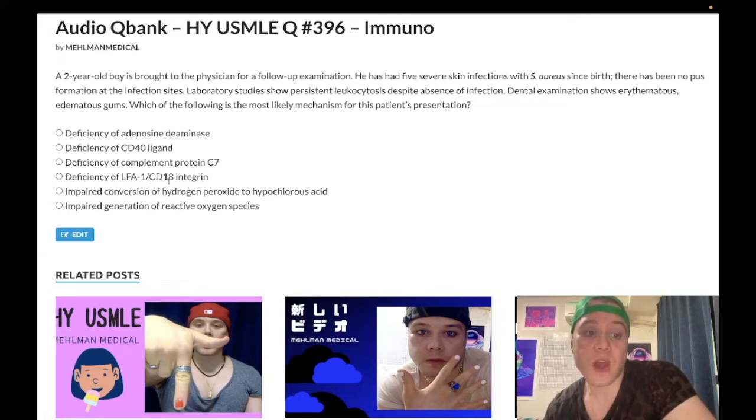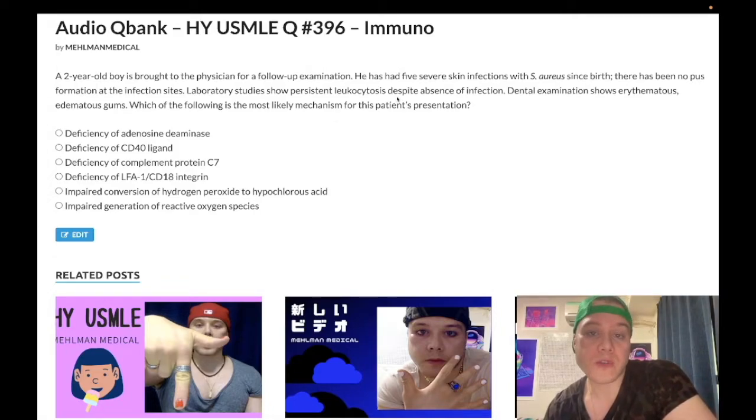Choice D, deficiency of LFA1 CD18 integrin, is the correct answer. This is leukocyte adhesion deficiency. Now, instantaneously, some students get really confused because they rely on a very buzzy descriptor, which is delayed separation of the umbilical cord at birth. I'd say about half of questions on USMLE aren't going to mention it in detail. You need to not use that as a crutch, okay?